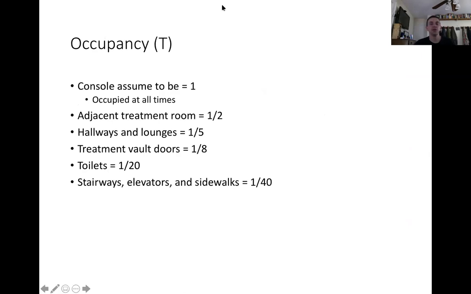Occupancy. Remember that certain areas are occupied all the time. The console, if the machine's on, you would assume someone's at the console, so that would be a 100% occupancy or a 1 for occupancy. Whereas something like a hallway or a toilet, the odds are that every time the machine's on, it's the same person in the toilet every time is not very likely. It could be occupied, but it's not going to be the same person getting the same dose. So you would treat that with a much lower occupancy than something like the console.